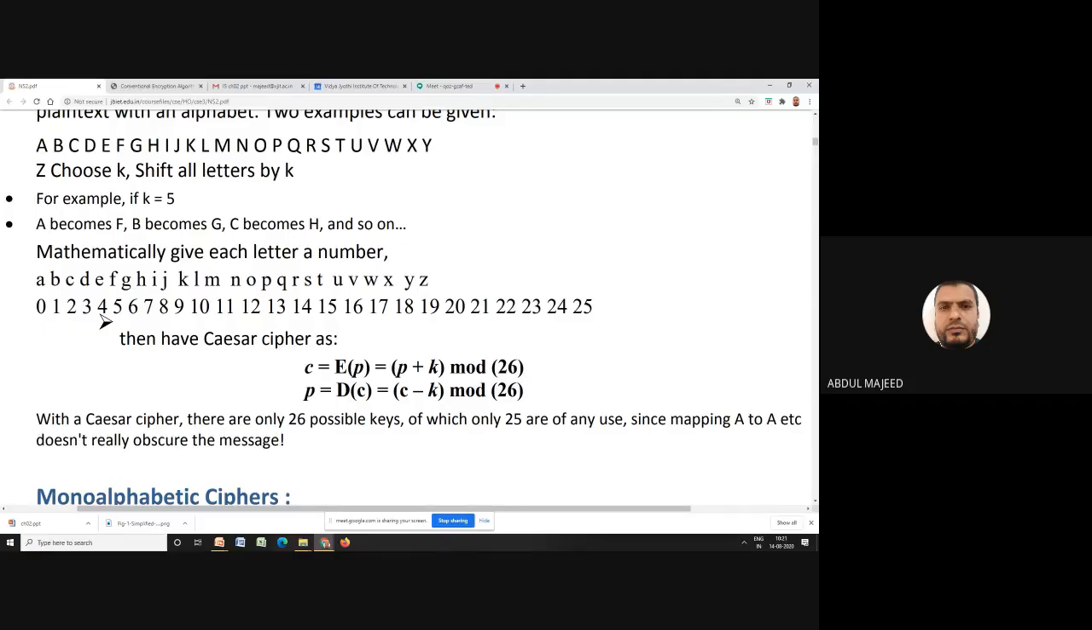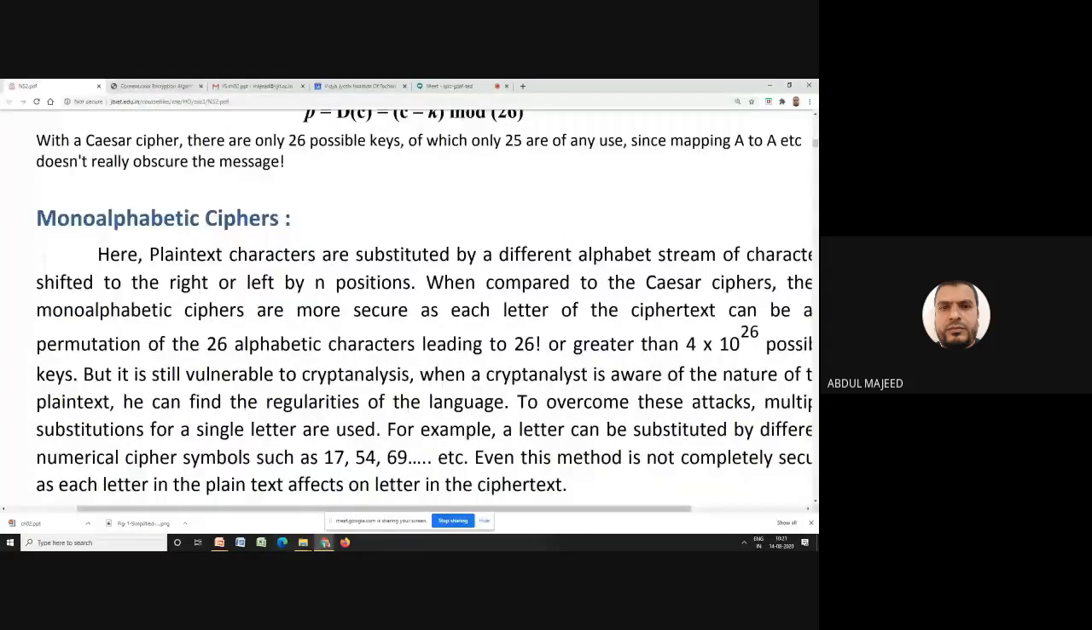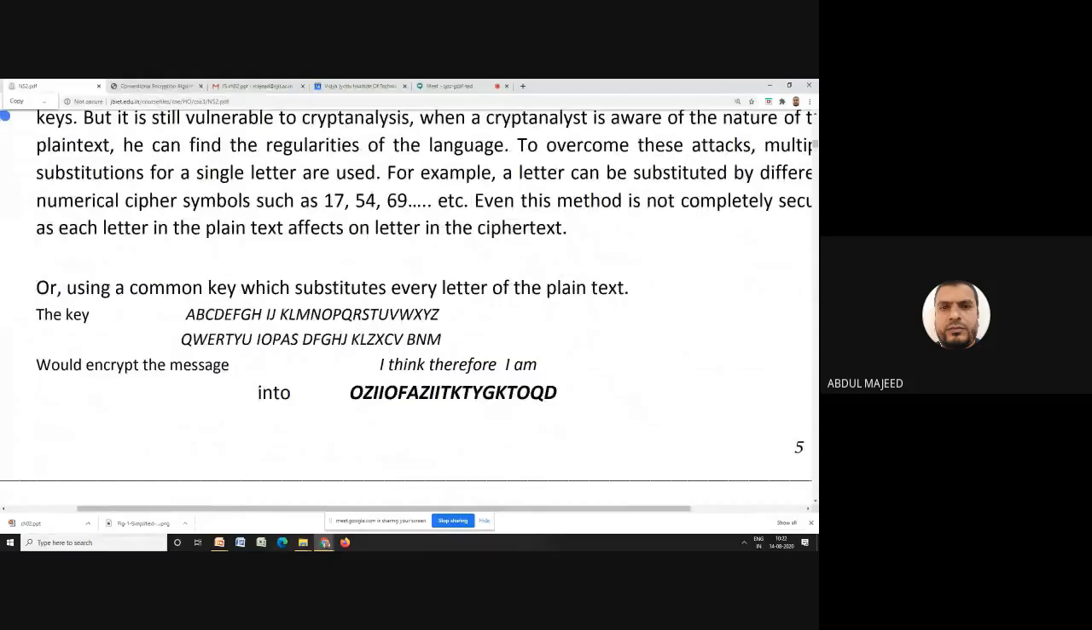Okay, so this is that Caesar cipher. One more technique here we will see, and then we will stop. Here mono alphabetic ciphers are there. Mono means single letter replacement, right? Single letter replacement we can do in mono alphabetic ciphers. One letter is having its equivalent ciphertext.